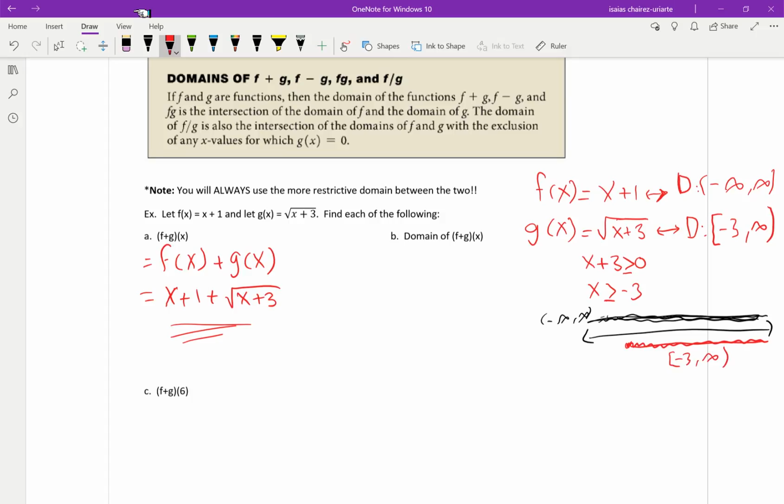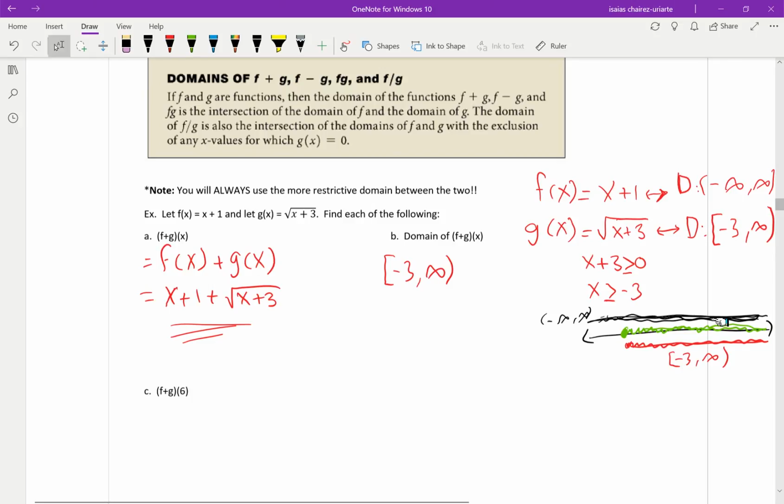And now you've got to think, okay, where do these two sets overlap? What's the overlap of these two sets? Well, it looks to me as though the overlap is actually the smaller set, negative 3 to positive infinity. That is, I think, the overlap. So I'm going to conclude here then that the domain of the sum is negative 3 to positive infinity. So that's what we mean by the intersection of the two domains.